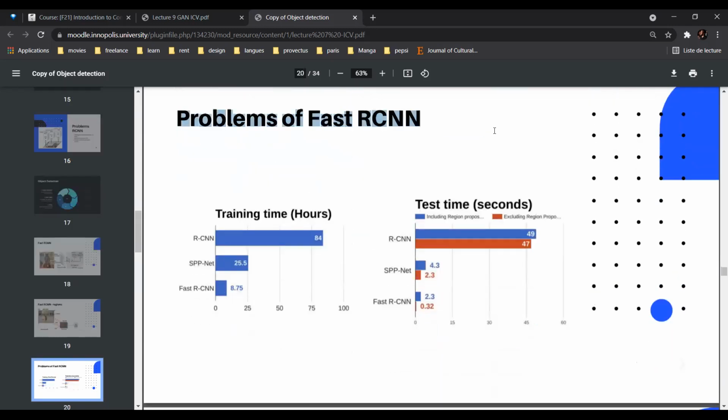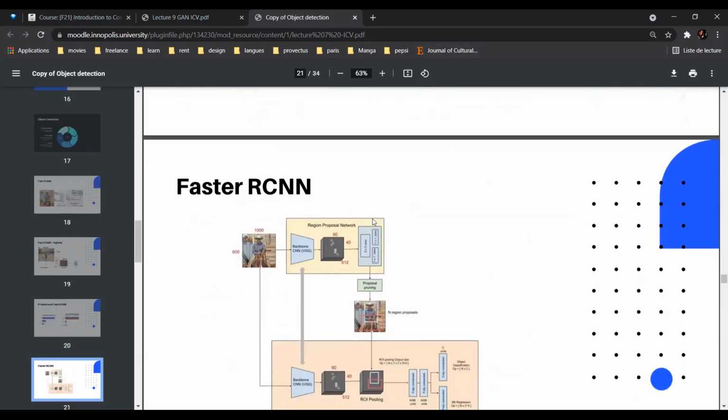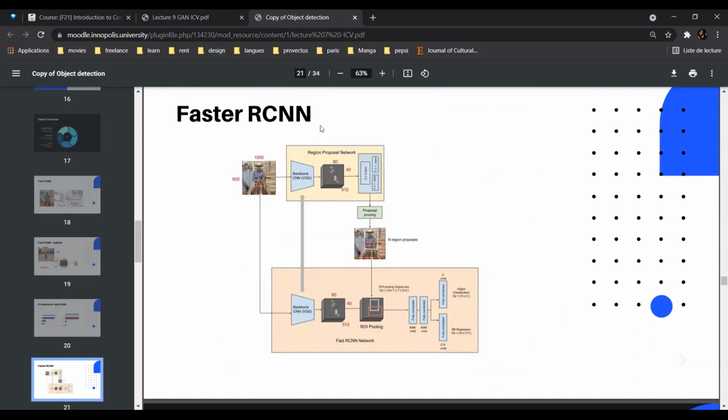We saw that this is an amazing improvement in terms of speed, about 10 times faster than RCNN, but we still have the same problem, which is the selective search algorithm that takes up to, let's say, 10% of the inference time. And of course, any improvement on the model should be an improvement on the selective search algorithm. And this is what Faster RCNN did.